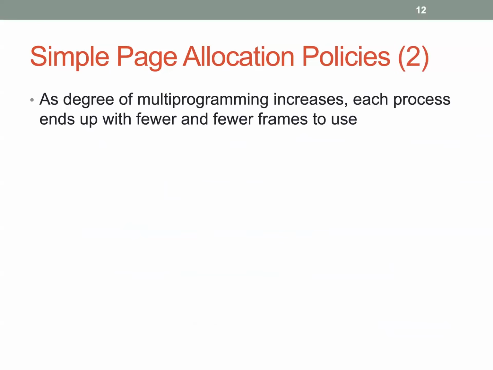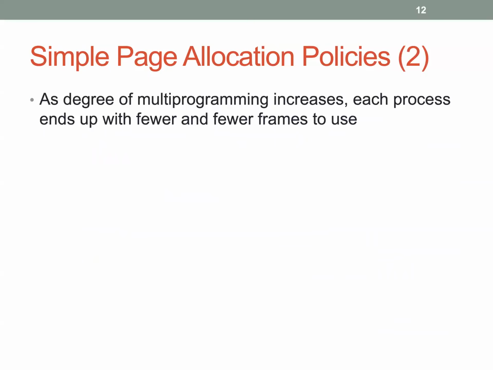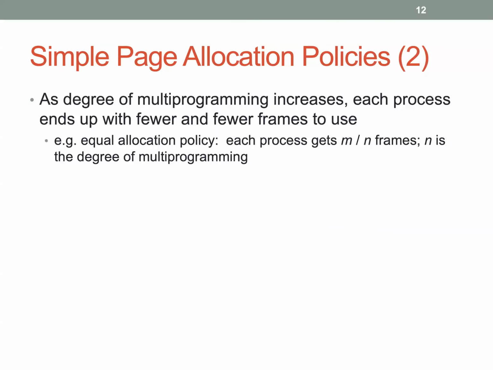Now, you do have this thing that with these policies, let's go back a slide. What's underneath the bottom? Well, it's either N, which is the degree of multiprogramming, or S, which is the sum of the address spaces of all running processes. So both of these things have something in the denominator that gets larger as the degree of multiprogramming goes up. And so you can see that the processes will individually end up with fewer and fewer frames, okay?